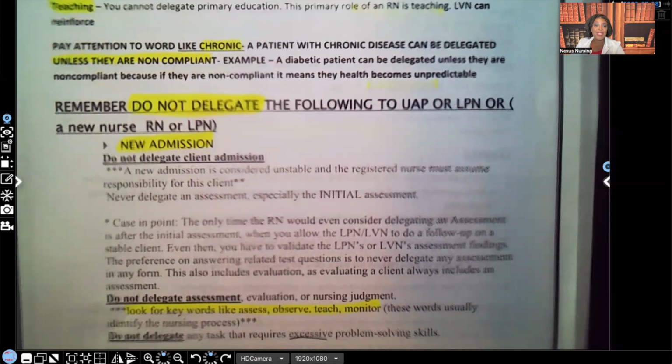Remember not to delegate the following to an unlicensed assistive personnel. When you see that UAP, they're talking about a CNA or a PCT, whatever it is that they call them in your state, but they're not licensed. They're not an LPN. They're not a registered nurse.